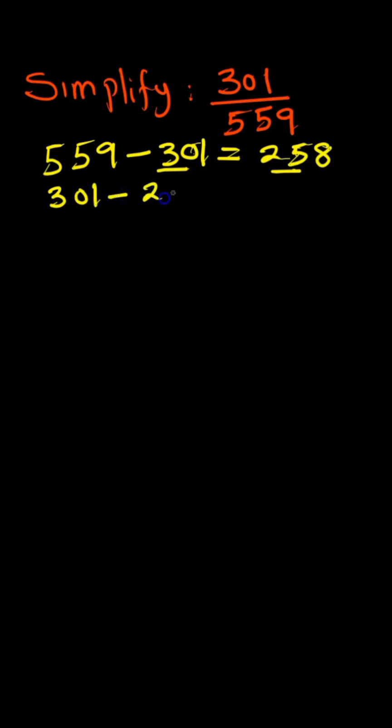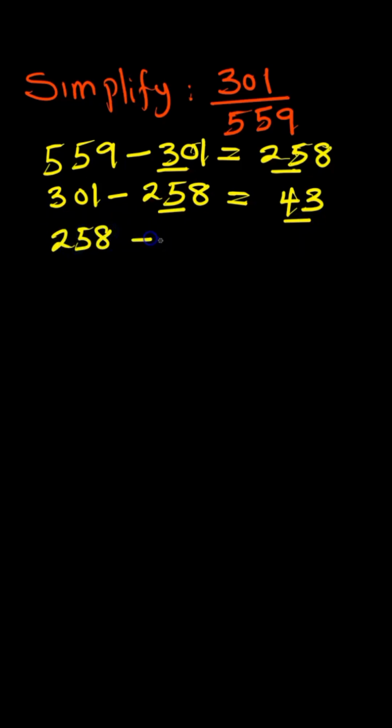301 minus 258. That will give us 43. Then these two numbers are not the same. Subtraction continues.